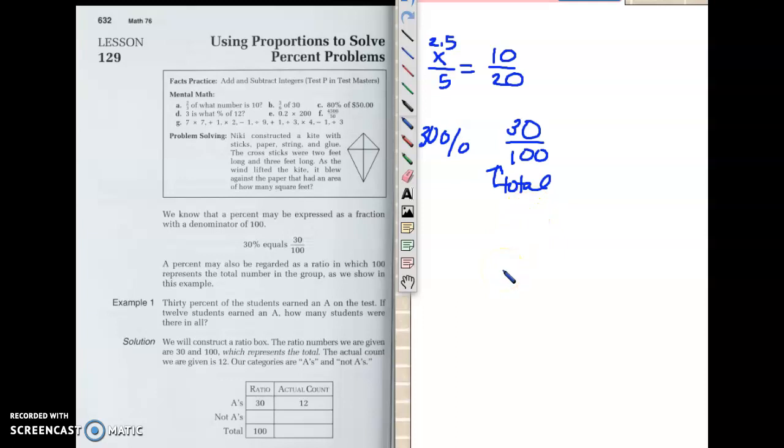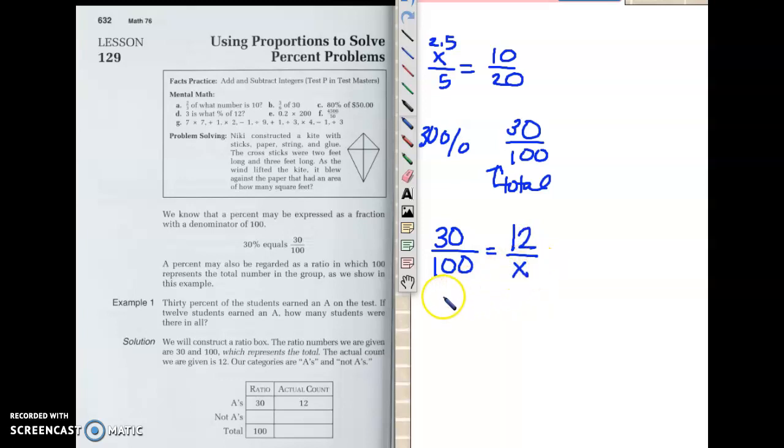So example 1 says 30% of students earned an A on the test. If 12 students earned an A, how many students were there in all? Well, we know that 30% of them is 12 actual students. So if we were to say 30%, which is 30 over 100, is equal to 12 over the unknown. Here's my unknown.